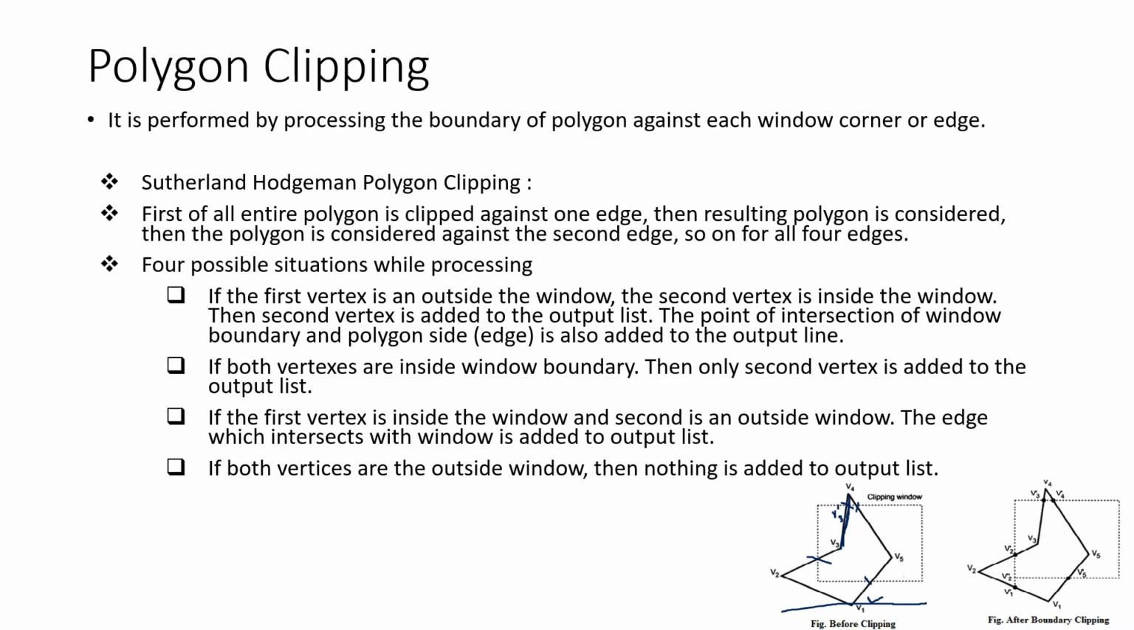It is also outside the window. So the second vertex is added to the output list, so the second window is added to the output list, and the point of intersection of the window boundary and polygon side is also added to the output list. Okay, now when it is happening, you have to use every side of the particular window, and then you have to mention.